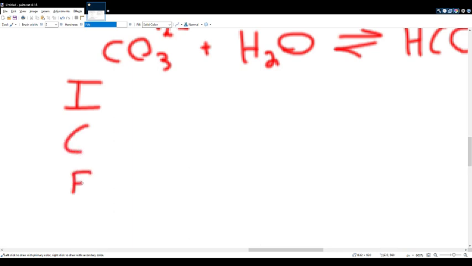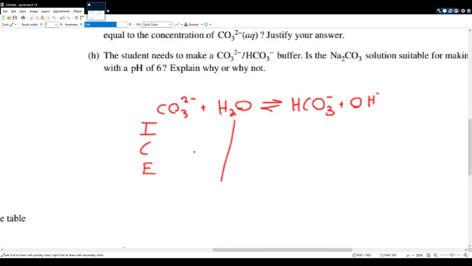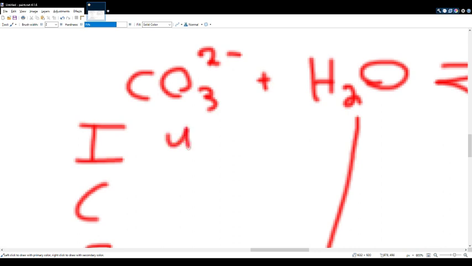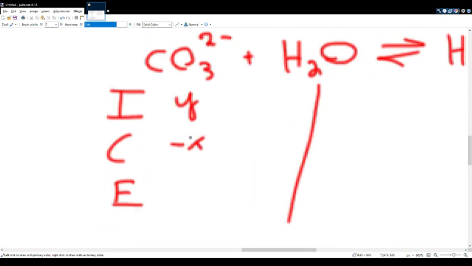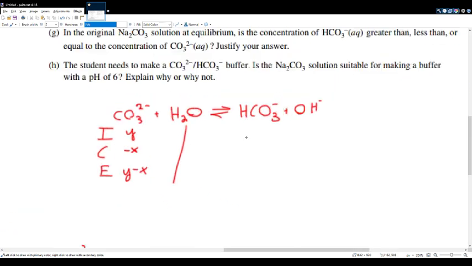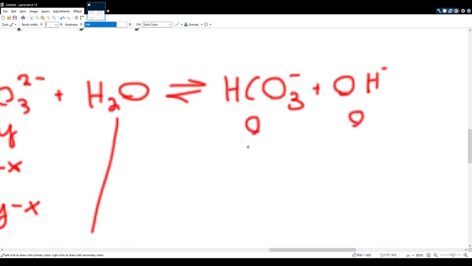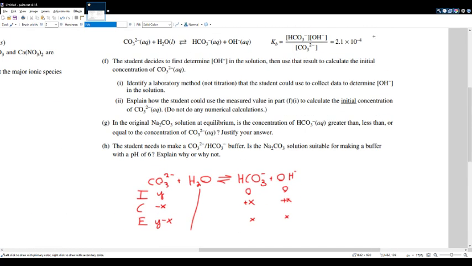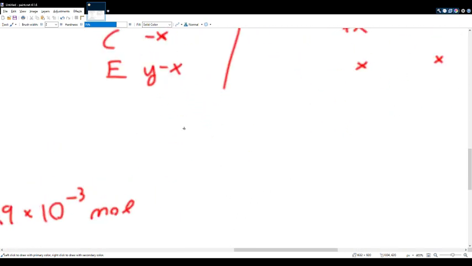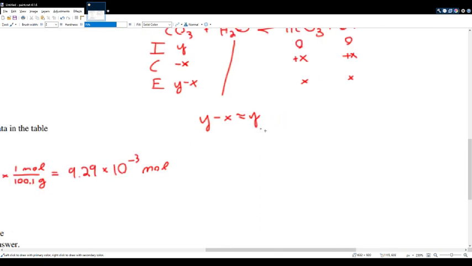Initial, change, equilibrium. The water is a liquid, so there's nothing there. I called the initial value y. The change is going to be negative x, so the equilibrium concentration is y minus x. And then this is going to be 0, 0, plus x, x. And here you could assume 5% since this Kb value is very small, so therefore y minus x is approximately equal to y, which is the initial concentration we're trying to find.